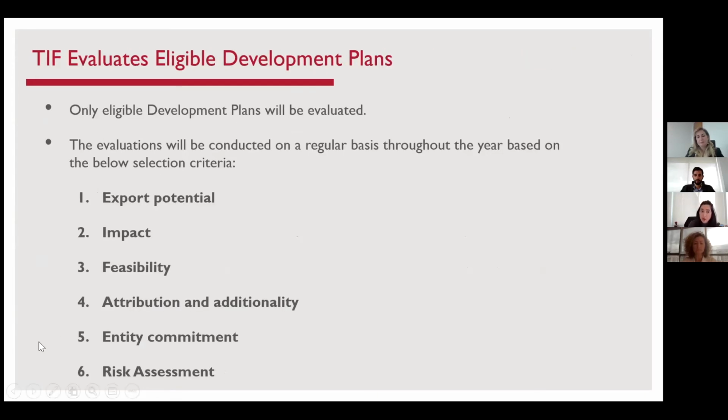As for the evaluation, only eligible development plans will be evaluated. And by eligibility we mean two things: that the applicant submitted a complete development plan, meaning they answered all the questions, in addition to the applicant having passed restricted party screening, which we will go through again in our compliance workshops. So the evaluations will be conducted on a regular basis throughout the year and according to the below selection criteria, which you can also see in detail in the APS document.